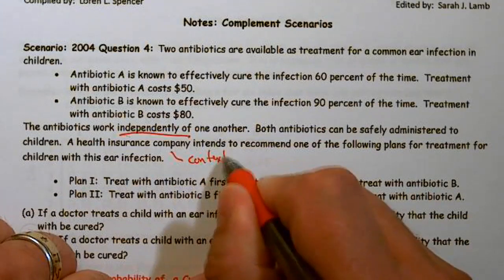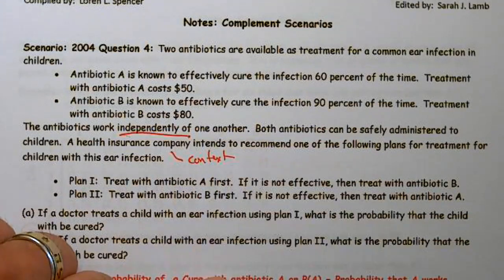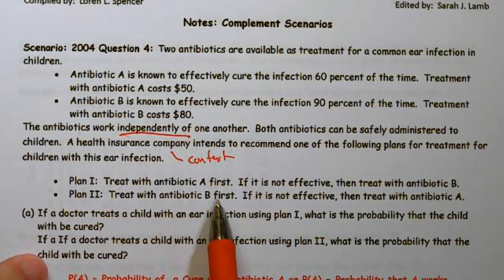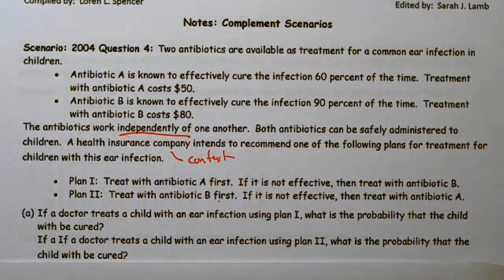A health insurance company intends to recommend one of the following plans for treatment for children with this ear infection. Plan 1, treat with antibiotic A first. If it's not effective, then treat with B. Plan 2, treat with B first. If it doesn't work, then treat with A. If a doctor treats a child with an ear infection using Plan 1, what's the probability the child will be cured? So let's look at that.